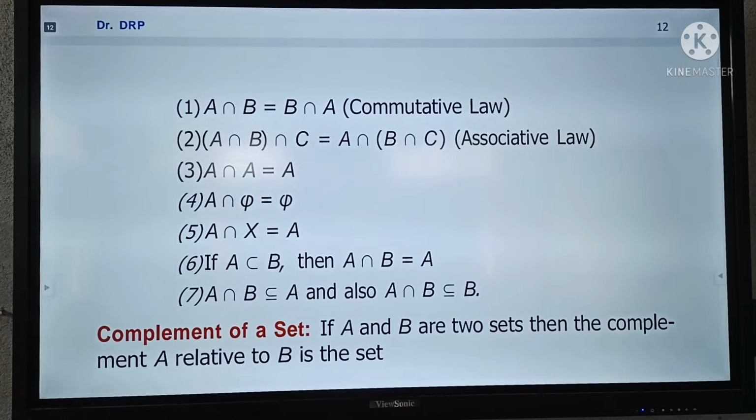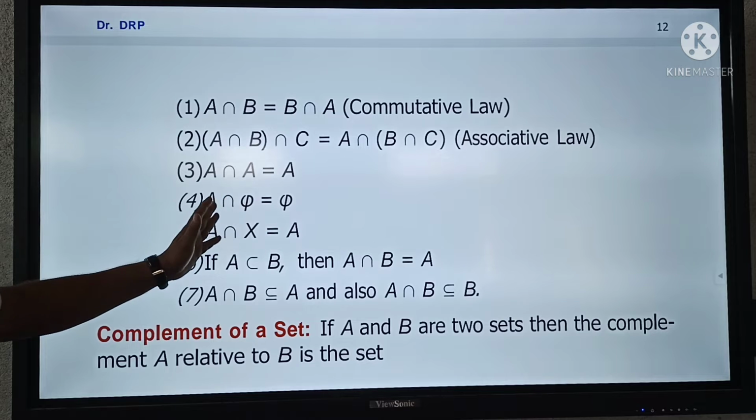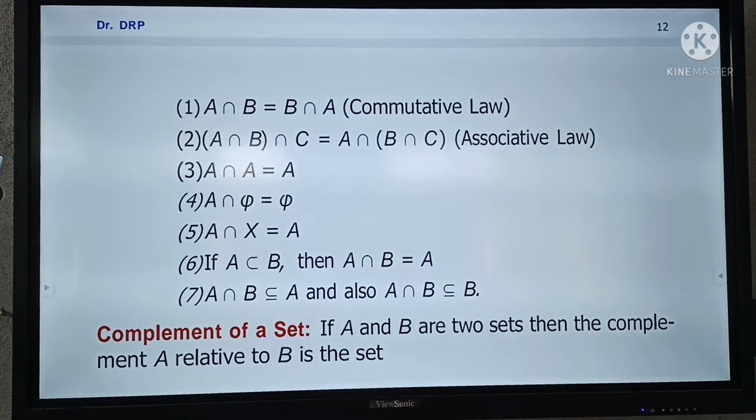There are properties of intersection of sets. A intersection B means B intersection A, and all these things, complete with the associative law. A intersection A is A, and A intersection phi is phi.